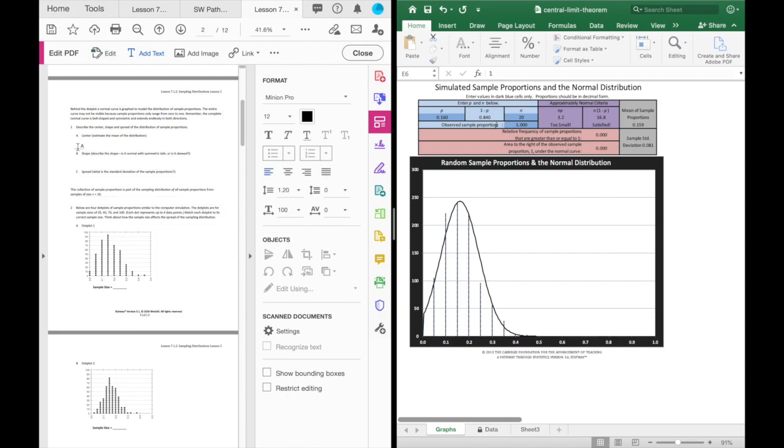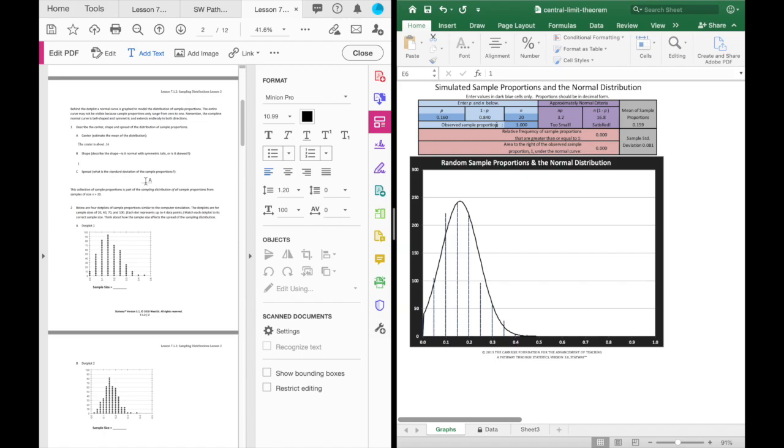And I'm going to add some text right in here. So I'm going to say the center is about 0.16. Okay.